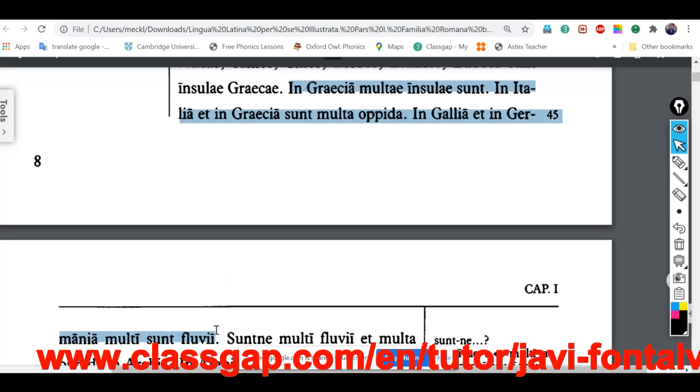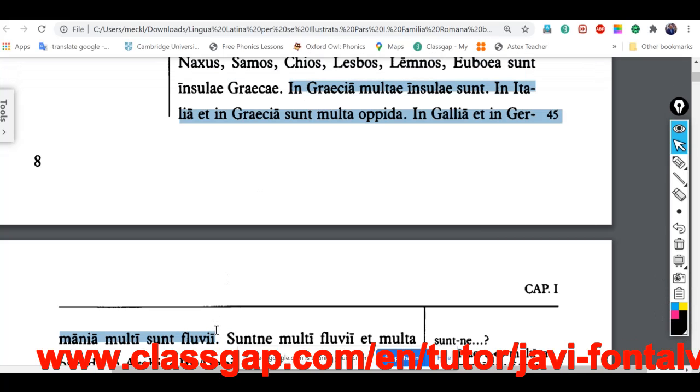In Graecia multae insulae sunt. En Grecia hay muchas islas. En Italia y en Grecia hay muchas ciudades.